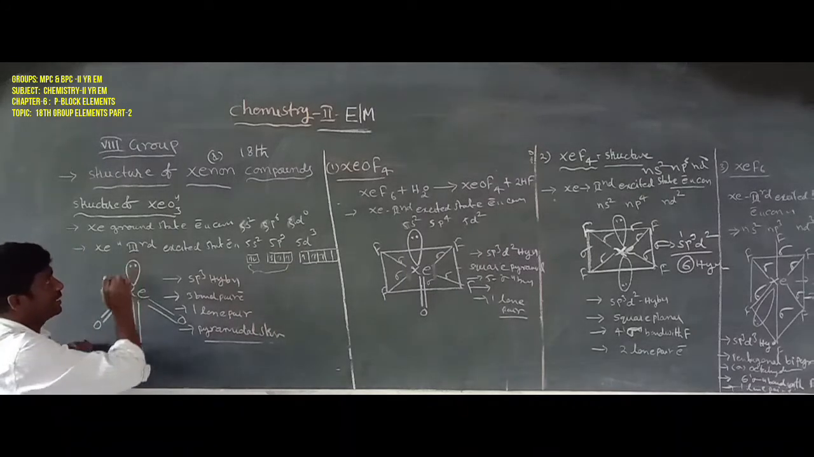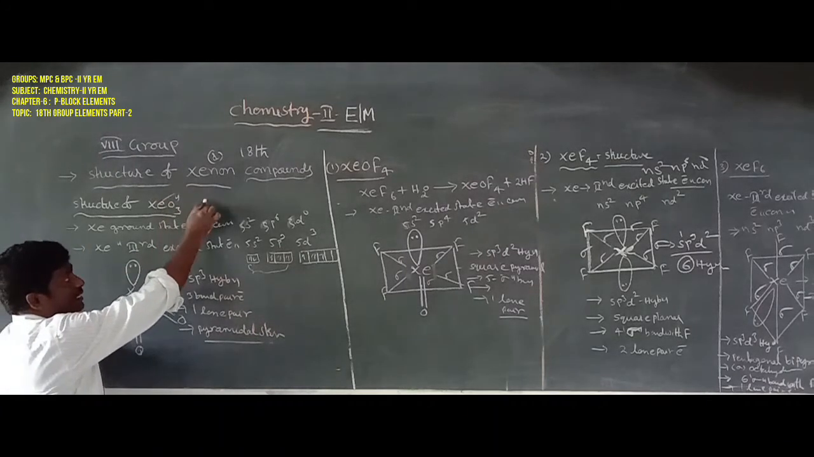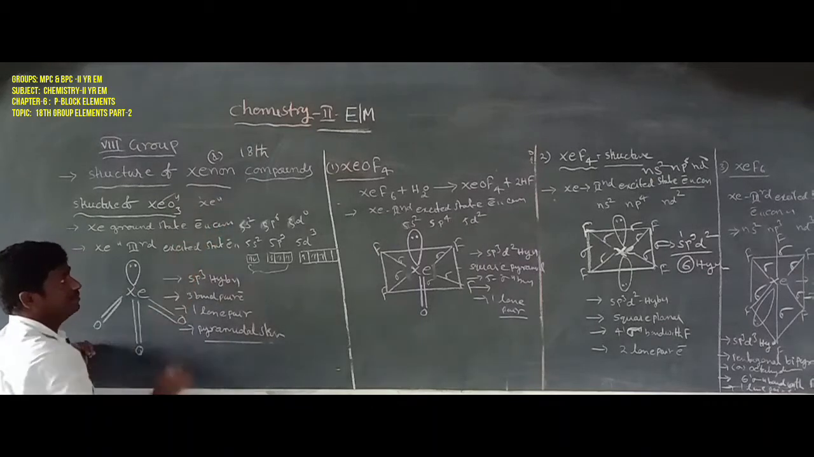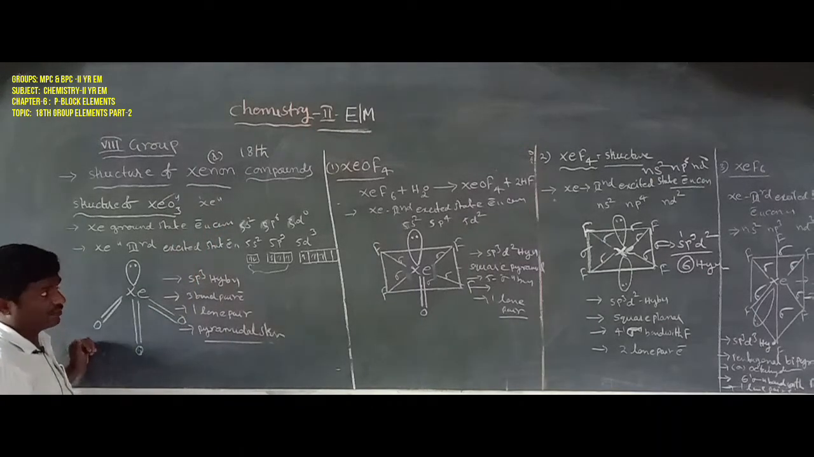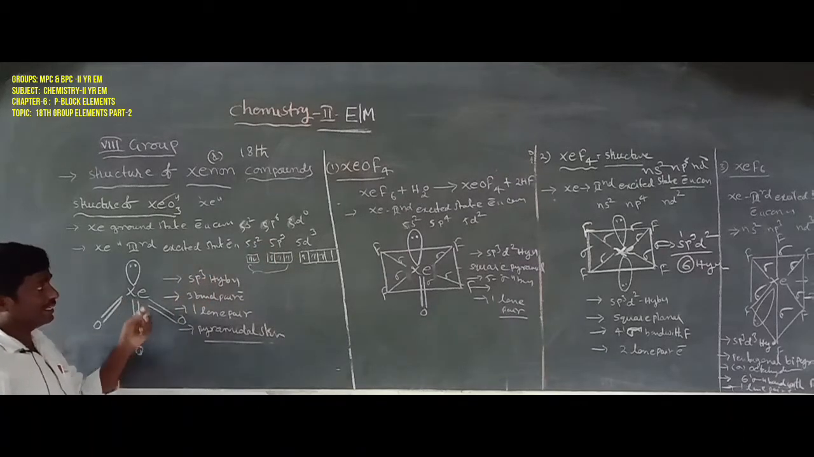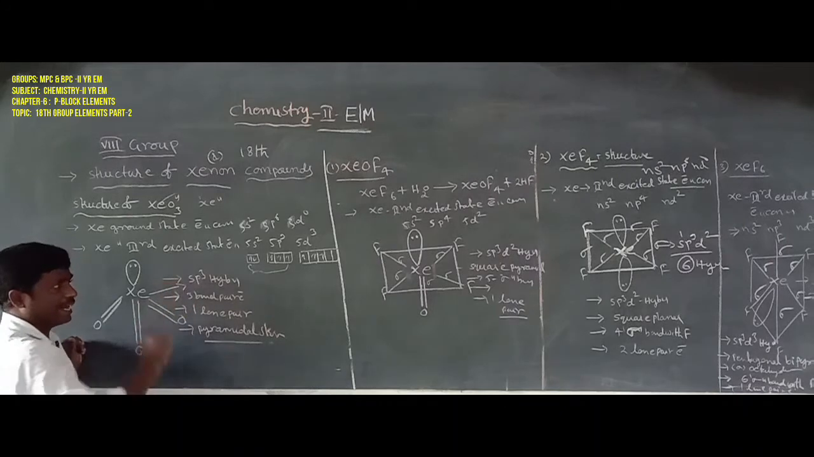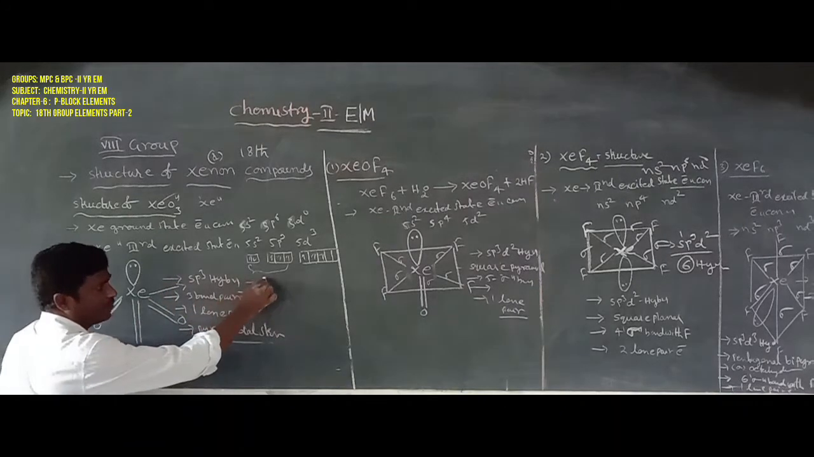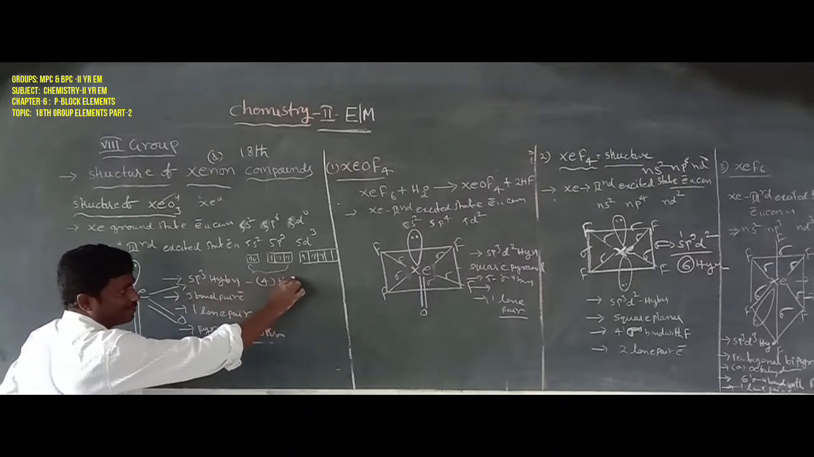In xenon trioxide, xenon is the central metal atom. In the third excited electron configuration 5s2 5p3 5d3, xenon is the central metal atom. It undergoes sp3 hybridization to form 4 sp3 hybrid orbitals.